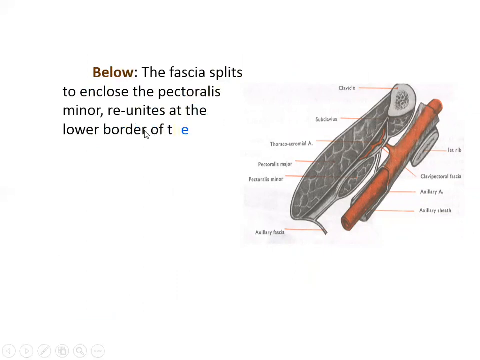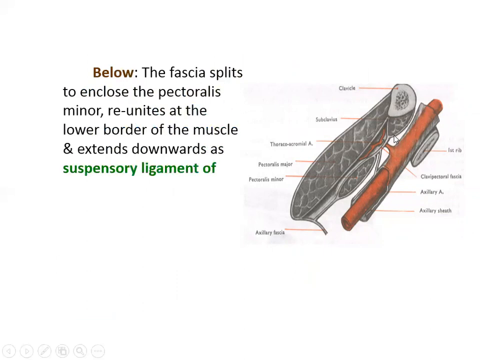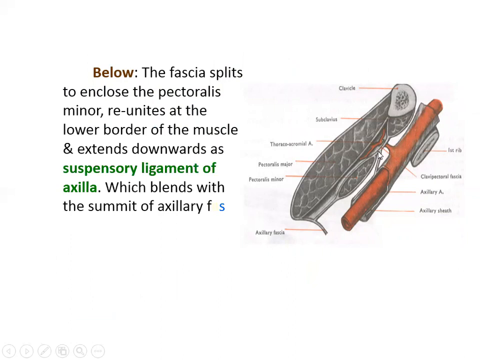Below, the fascia splits to enclose the pectoralis minor muscle. As you can see here, it comes below as a single membrane, then splits again into two layers, in front as well as in the back of the pectoralis minor muscle, and encloses it. Then it reunites at the lower border of the muscle and extends downwards as the suspensory ligament of the axilla. This part is called the suspensory ligament of the axilla, which blends with the summit of the axillary fascia.